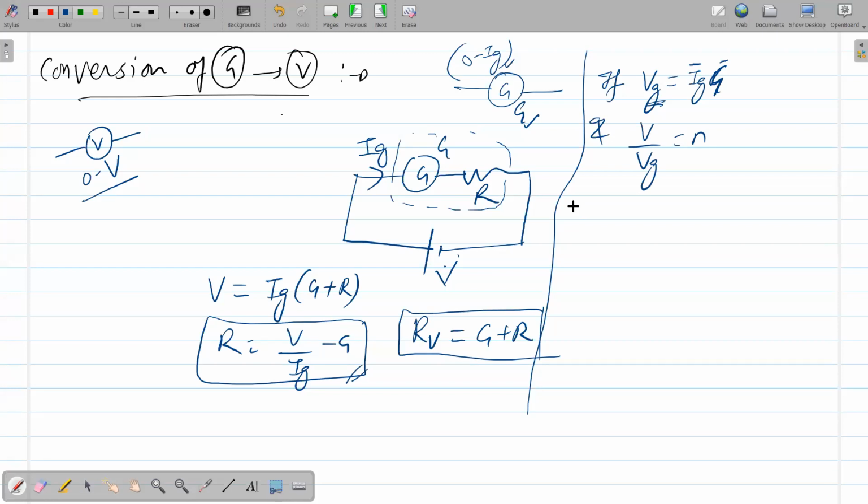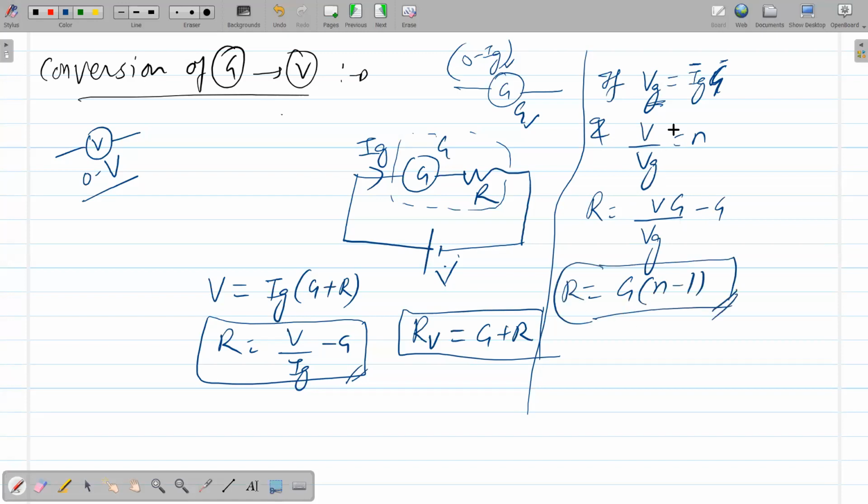Then the value of R which will be required can be written as V by Ig, and Ig can be written as Vg by G, minus G. So it will become G into N minus 1, right? So we can also remember this formula, and just remember what is the value of N. What is N? N is the number of times the voltage range is made.